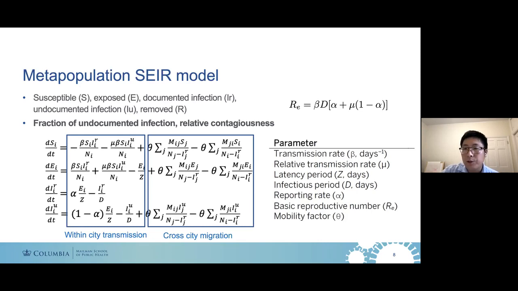Those parameters include the transmission rate of documented cases, the relative transmission rate of undocumented cases, latency period, infectious period, reporting rate, and mobility factor to adjust cross-city mobility. And some of the key parameters, like the basic reproduction number, can be estimated using those parameters. We are particularly interested in two parameters: the fraction of undocumented infection and the relative contagiousness of those infections.